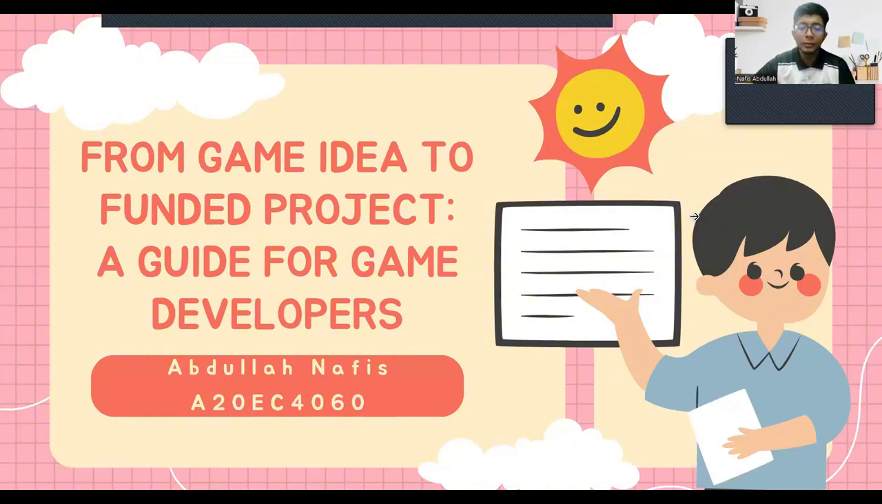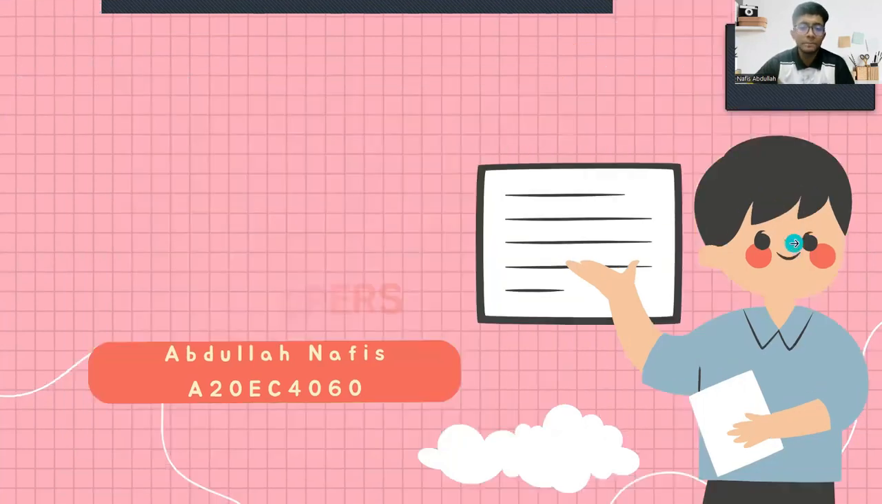Assalamu alaikum. I'm Abdullah Nafis. My matric number is A20EC4060. The title of my presentation is From Game Idea to Funded Project, a guide for game developers. Mainly it is from pages 446 to 456 from the book Level Up, The Guide to Great Video Game Design. So let's dive into the presentation.